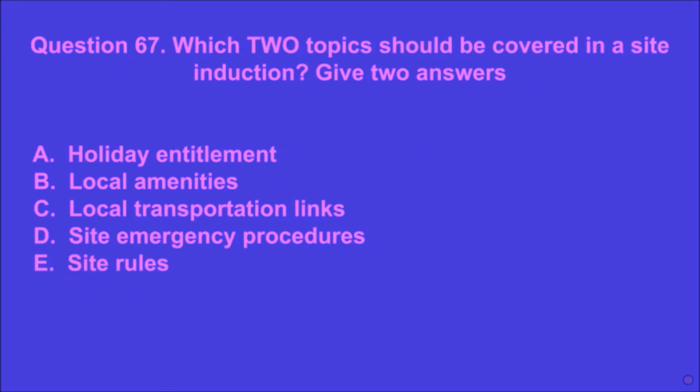Question 67. Which two topics should be covered in a site induction? Give two answers. A. Holiday entitlement. B. Local amenities. C. Local transportation links. D. Site emergency procedures. E. Site rules. Correct answer is D and E.